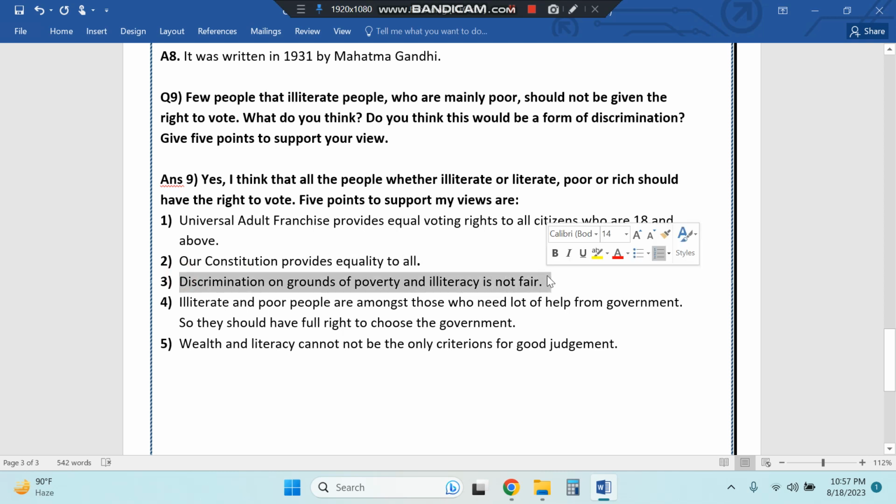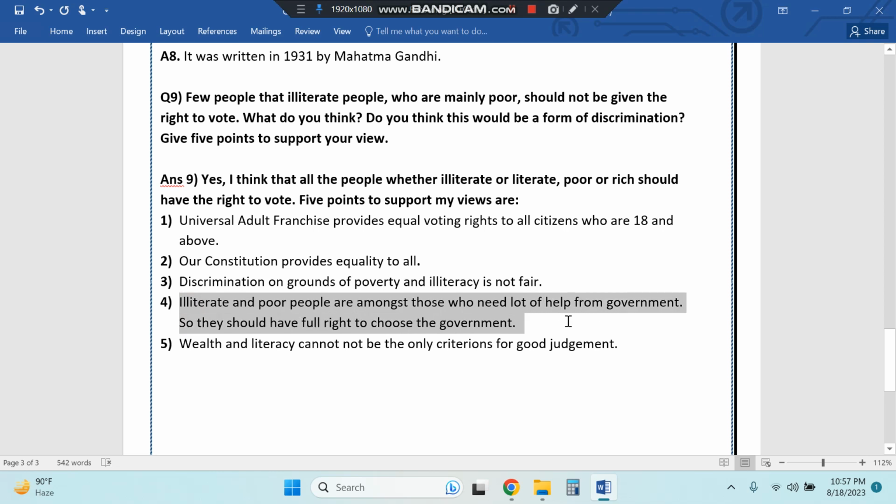Discrimination on grounds of poverty and illiteracy is not fair. Discrimination on any grounds is not fair. And illiterate and poor people are amongst those people who need a lot of help from the government. So they should have full right to choose the government. If the government is not working for them, they can vote the government out in the next elections.